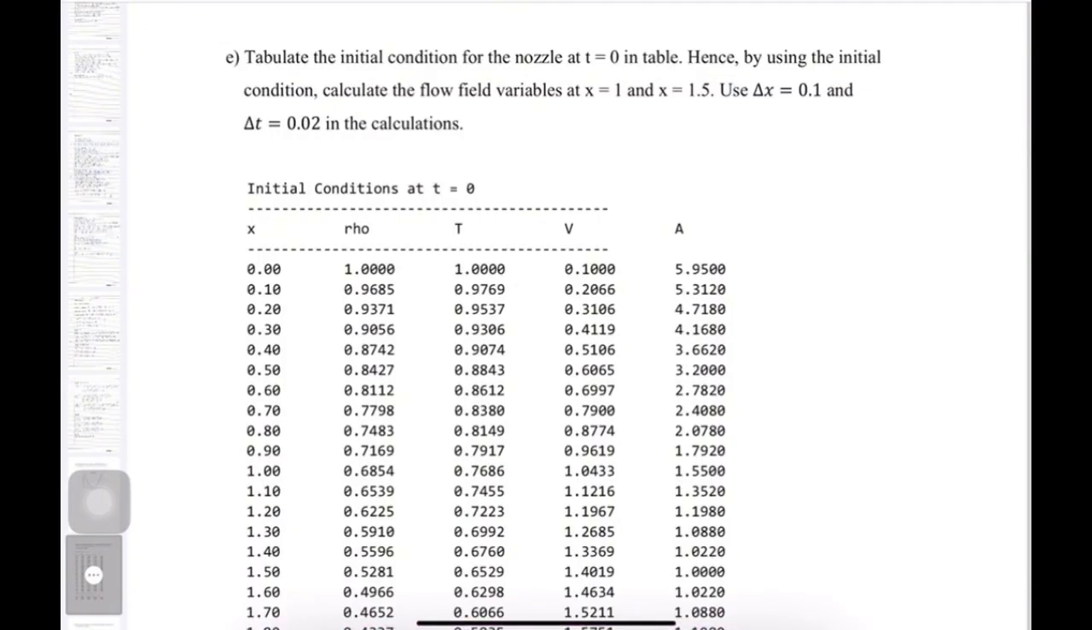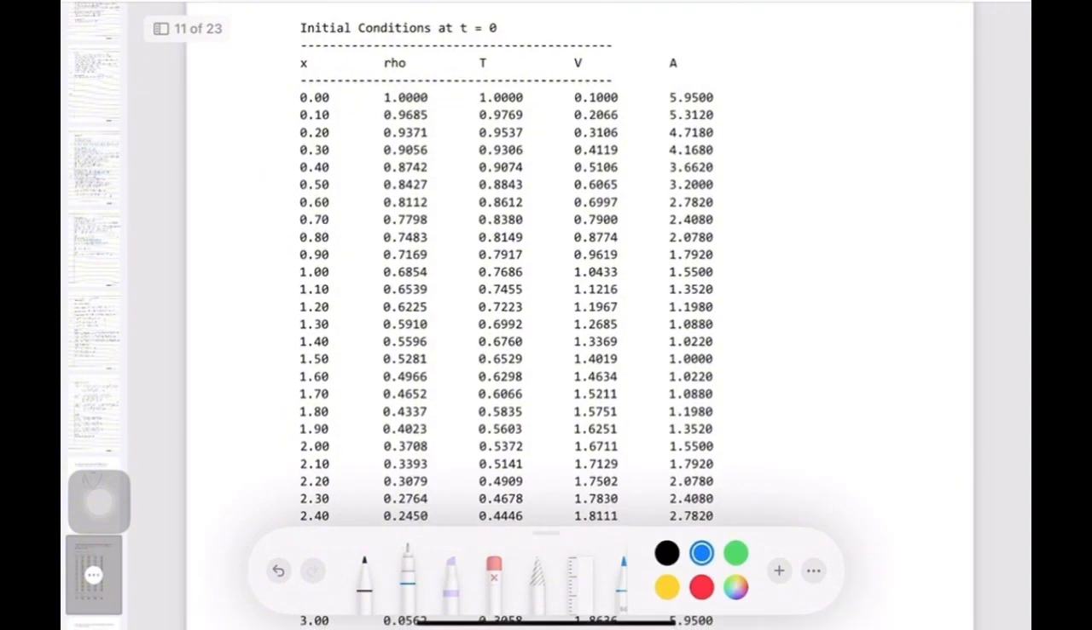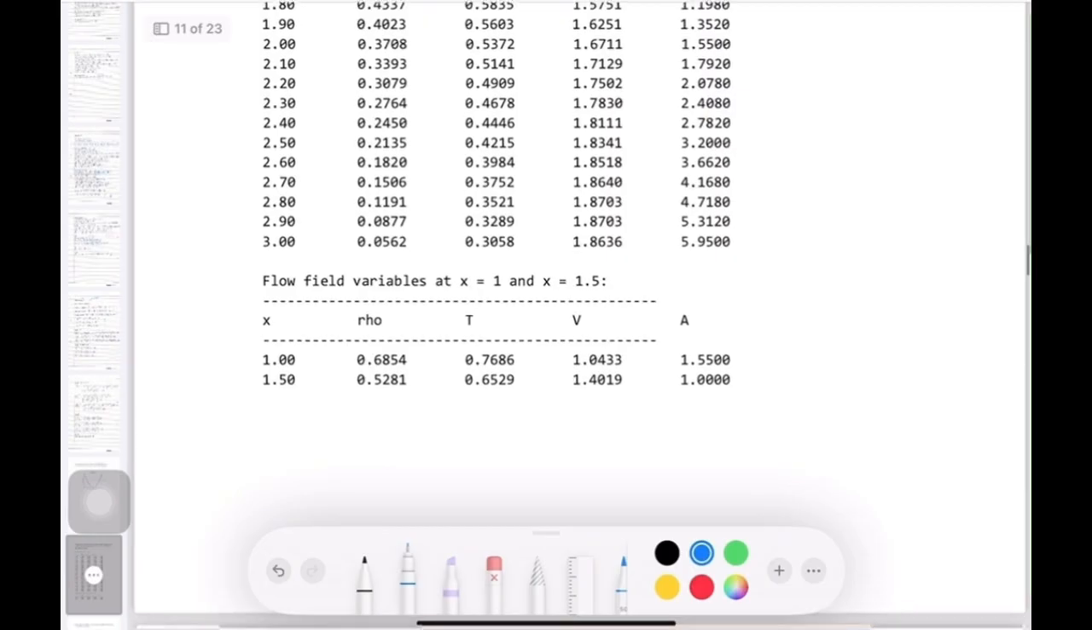Okay, then for question E, tabulate the initial condition for the nozzle at t equal to 0 in a table. Hence, by using the initial condition, calculate the flow field variables at x equal to 1 and x equal to 1.5 using delta x equal to 0.1 and delta t equal to 0.02 in the calculations. So this is the table that I got from the MATLAB code.